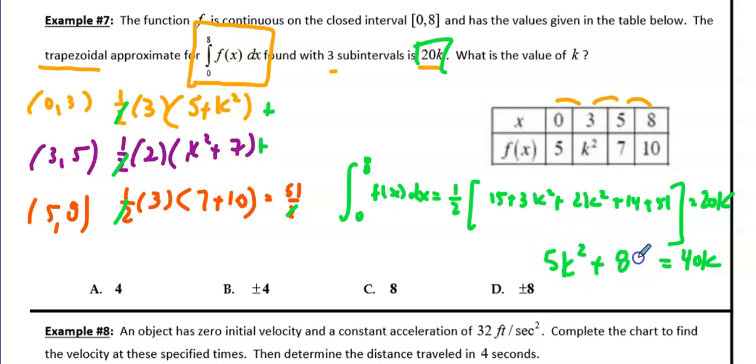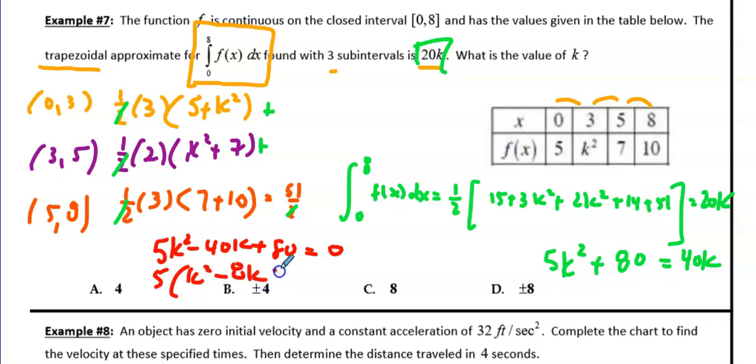plus 80. And so, ladies and gentlemen, now we come to an algebra 1 problem, right? We just have to factor. So we have 5k squared minus 40k plus 80 is equal to 0. We can factor out a 5. We get k squared minus 8k plus 16 is equal to 0.